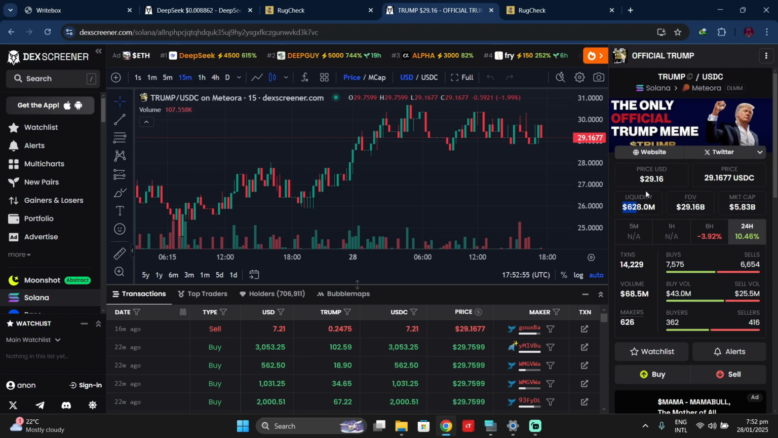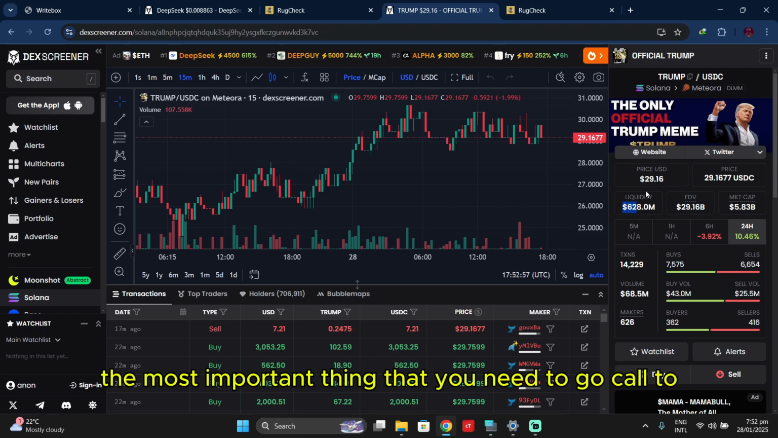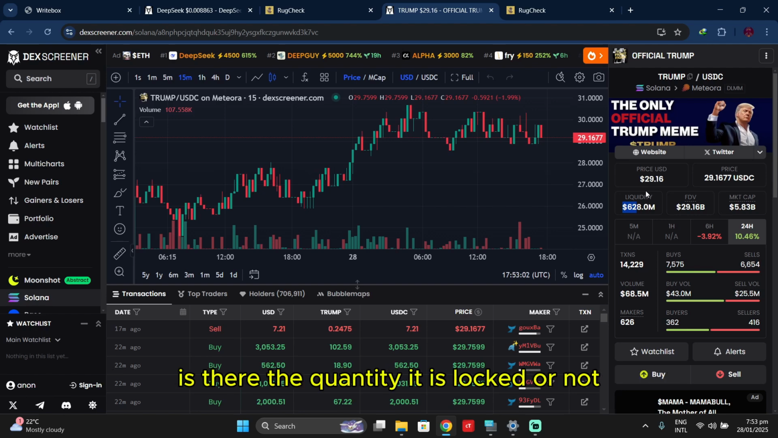So this is the most important thing that you need to look out for: the liquidity, whether it's locked or not. Then now you can compare the buys.